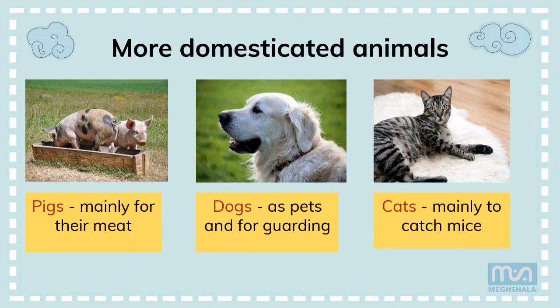And more domesticated animals are given here. Pigs, they are domesticated mainly for their meat. And the very popular pet, that is dogs, they are domesticated for guarding our home and for safety. And one of the cutest pets, that is cats, they are domesticated mainly to catch mice.